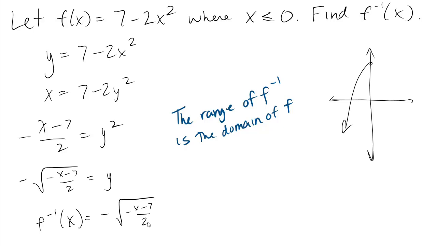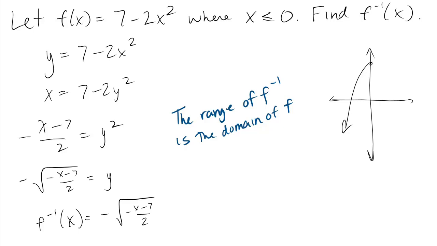You have to make sure that the range of the inverse function is the domain of the original function, and you also have to make sure that the domain of the inverse function is the range of the original function. But again, that kind of comes for free in this example. In order to be able to get a real number output, we need x to be 7 or smaller, which is exactly the range of the original function.